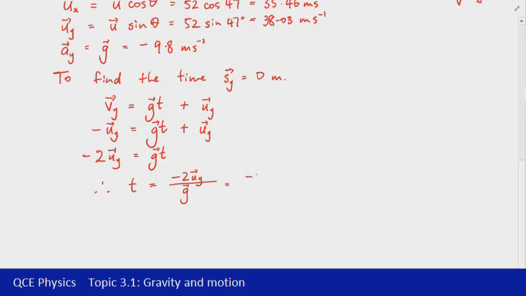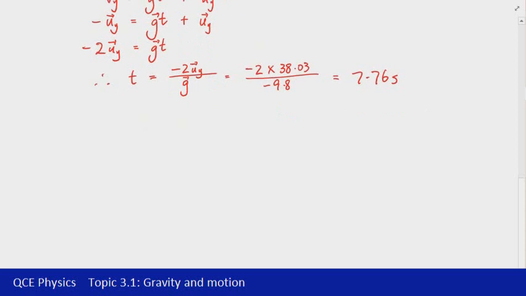So that's negative 2 times 38.03 over negative 9.8. Again, see that the two negatives are going to cancel here, and so that gives us a time of 7.76 seconds. So we now know how long the golf ball is going to be in the air, so that means we can find the range.